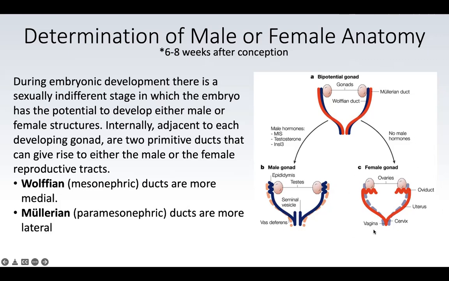So if the Y chromosome is present, then that will trigger the production of nurse cells, which will then trigger the production and secretion of Mullerian inhibiting hormone, which will then cause the Mullerian duct to degenerate so that it is no longer present in the male anatomy.